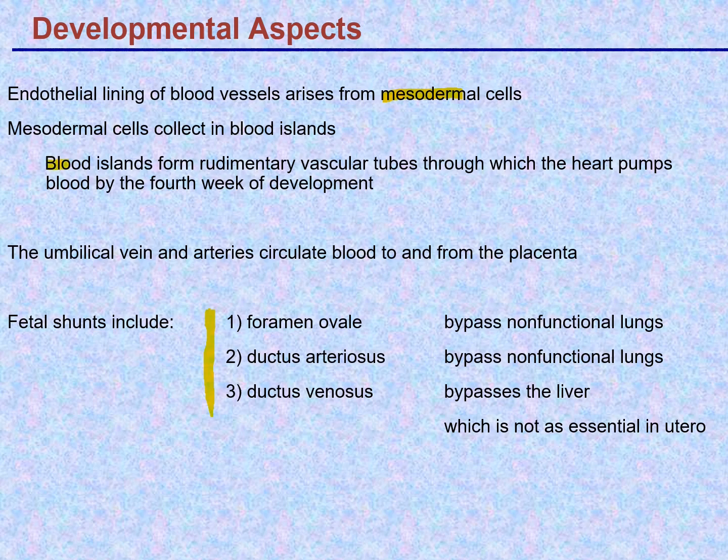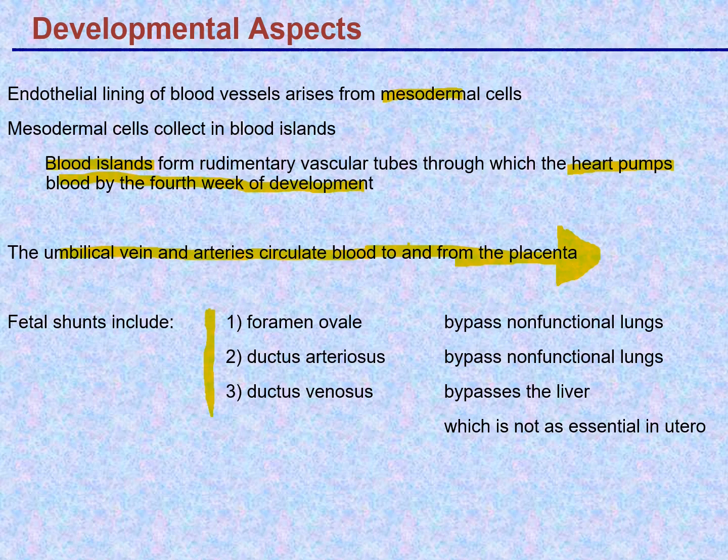You get these blood islands and a little area that starts to pump, which will develop into the heart, and that's by the 4th week of development. You have this tiny thing that's going to be the heart pumping through these areas that will be blood vessels. You do, of course, get development of the umbilical vein and arteries that circulate blood back and forth from the placenta, where the maternal circulation and the fetal circulation are close to each other, so you can get good exchange by diffusion of oxygen, carbon dioxide, nutrients, and metabolic waste products.